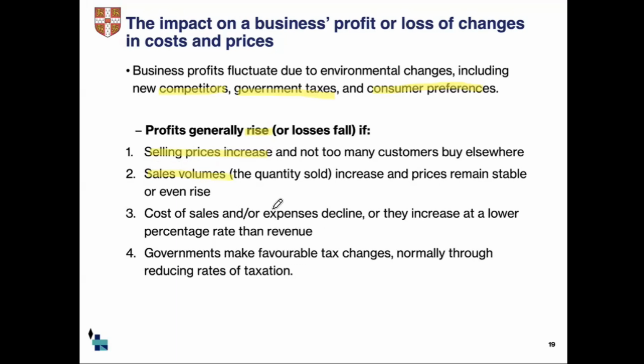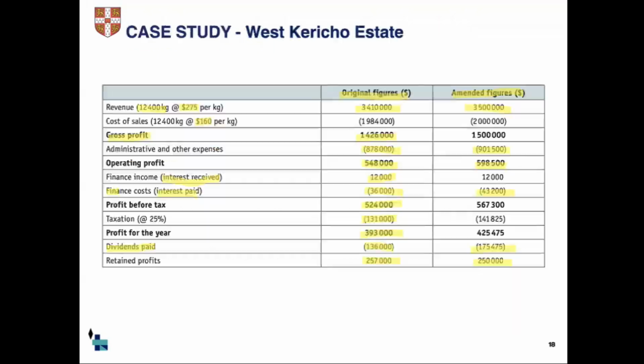And then the third one, cost of sales. If cost of sales or if expenses decline, that is they reduce or they fall, that means that they increase at a lower percentage rate than our revenue. And then number four, if government makes favorable tax changes, normally through reducing rates, that means that it's also going to increase our profits because obviously the tax rate here in this example was at 25%. So if the tax rate goes down to 20%, that means that our profits will increase.